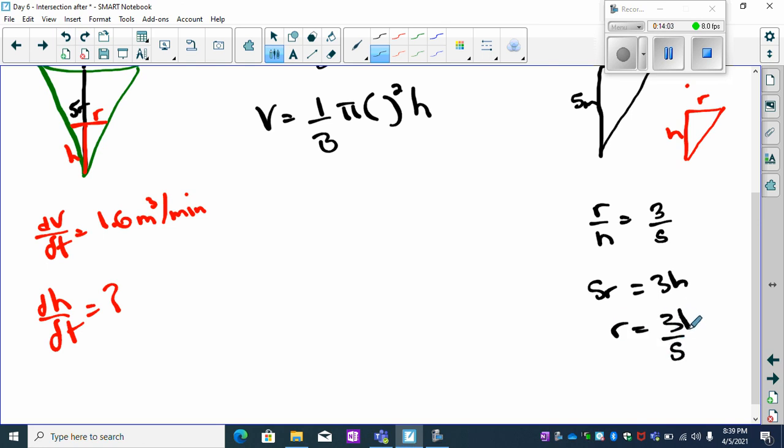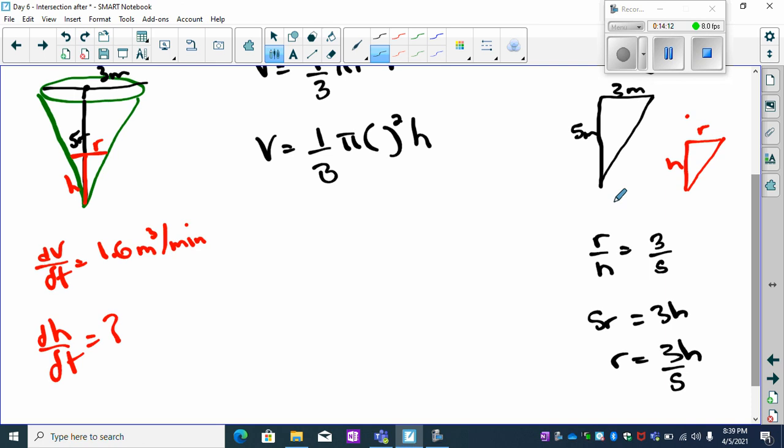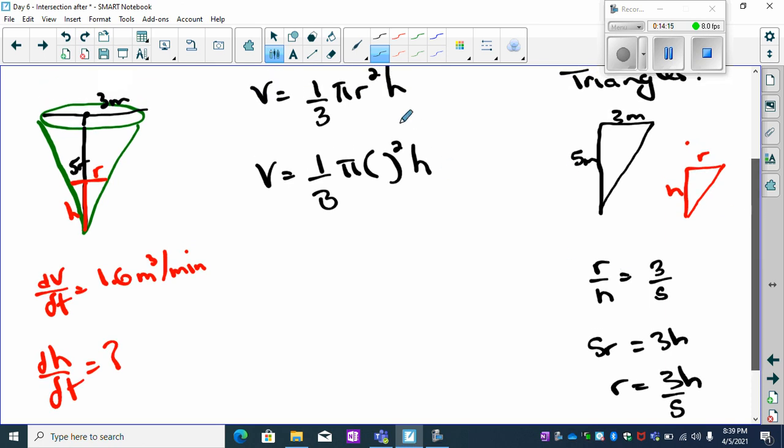The reason I want to put it in the form R equals is because I want to keep the H in the equation. Now I can replace this R right here with this expression, 3/5 H. And again, I wanted to keep the H in this formula because I have to solve for dH over dt. When I square this, I'll get 1/3 pi times 9h squared over 25 times h. So 3h times 3h gives me 9h squared. 5 times 5 gives me 25.